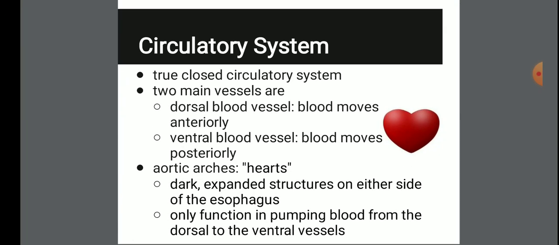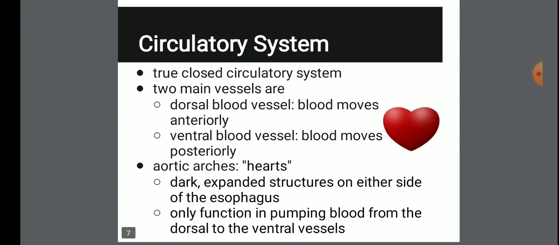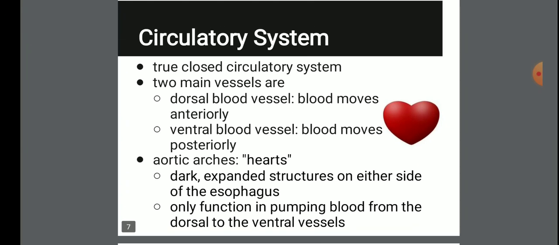The circulatory system of phylum Annelida is a true closed circulatory system. Two main vessels: the dorsal blood vessel, where blood moves anteriorly, and second, the ventral blood vessel, where blood flows in the opposite direction. Aortic arches, that is the hearts, are dark expanded structures on either side of the esophagus, whose only function is pumping blood from the dorsal to the ventral vessels.